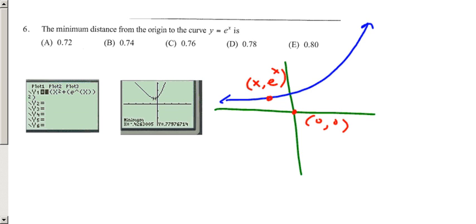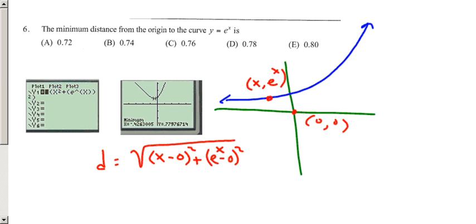So the distance equation is the square root of our x value from point 1 minus our x value from point 2 squared plus our y value from point 1 minus our y value from point 2 squared. Think of this as just being the Pythagorean theorem. So that's what I put into my y1 equation here. And then all I'm looking for is a minimum value. Since we're looking for the minimum distance, we're talking about the y value, which is right here. So that's 0.780. D is our answer.